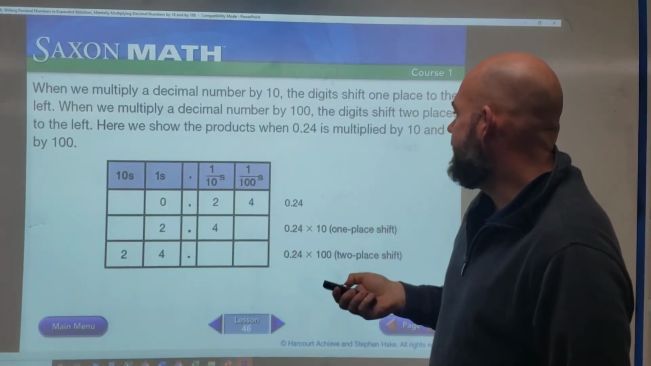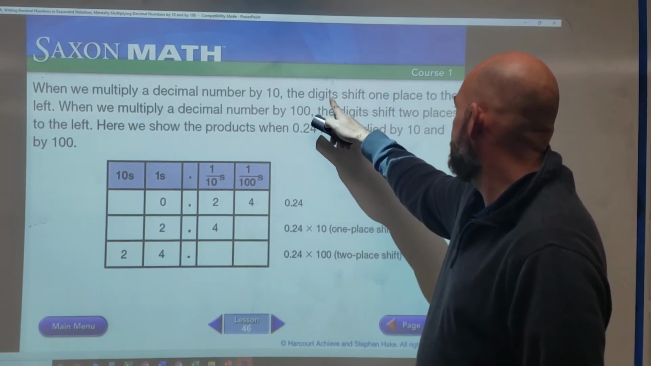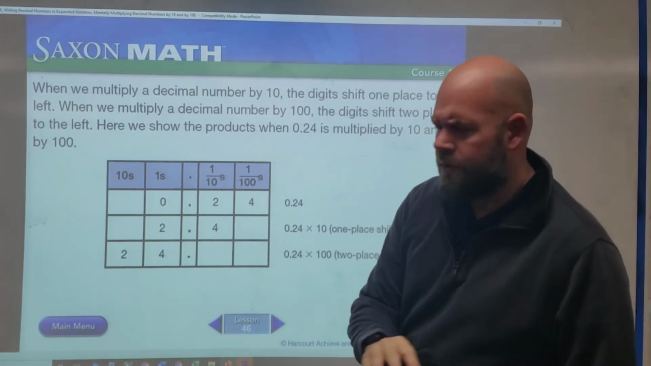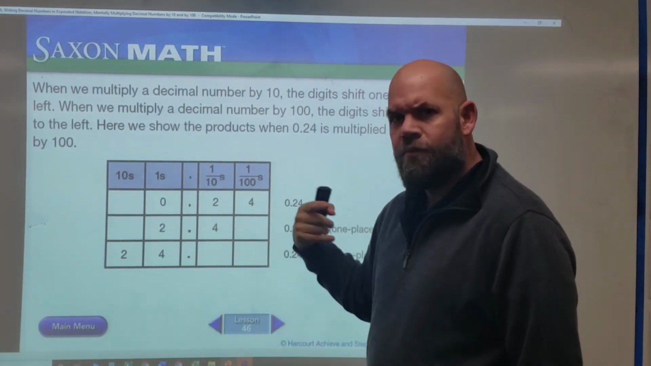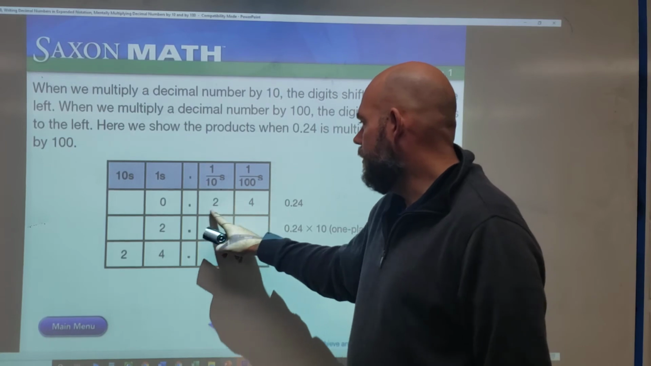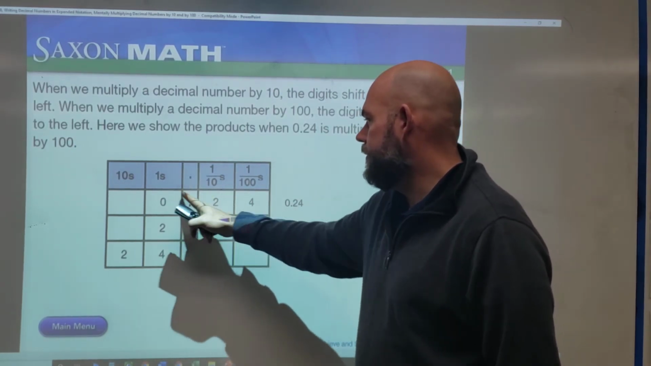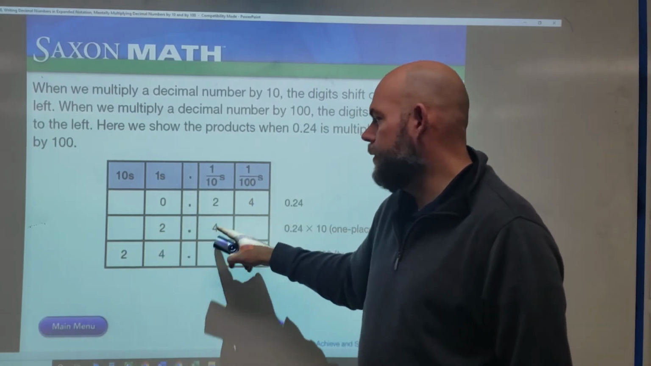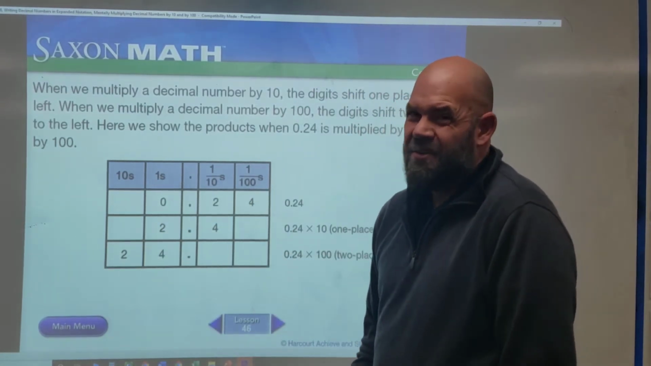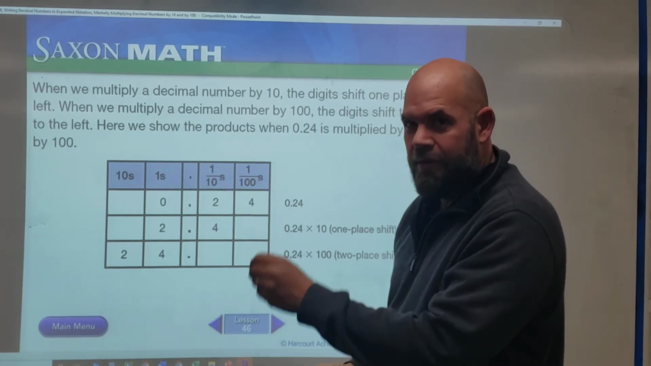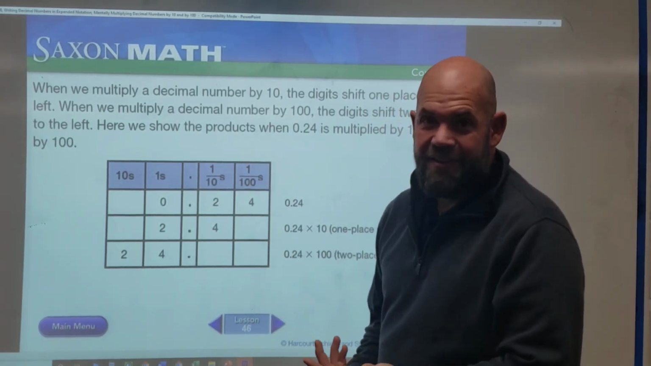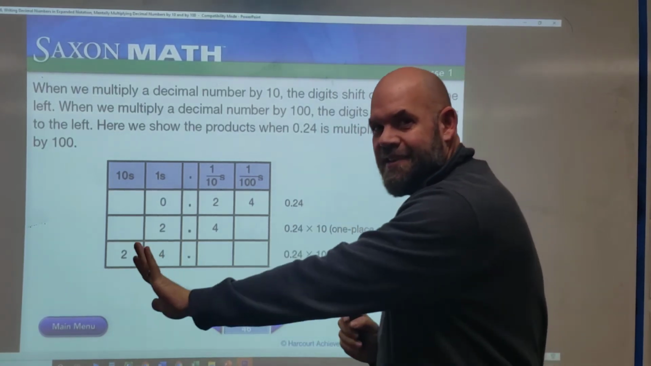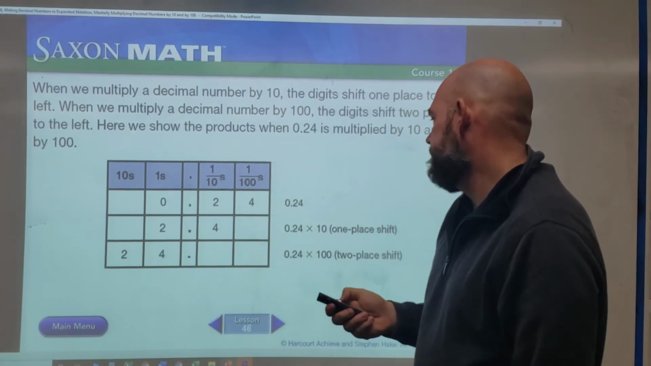So when we multiply a decimal number by 10, the digits shift 1 place to the left. Again, I'm sorry, I said to the right earlier. We're still shifting to the left if we're multiplying. But now we have a decimal there that we have to shift it to. So the 0.24, if we multiply it by 10, it's going to be 2.4, just because we shifted it once to the left. I always just remember to move the decimal 1 place to the right, and that's why I told you we're going to the right earlier. So we're shifting the digits to the left, but the decimal goes to the right.